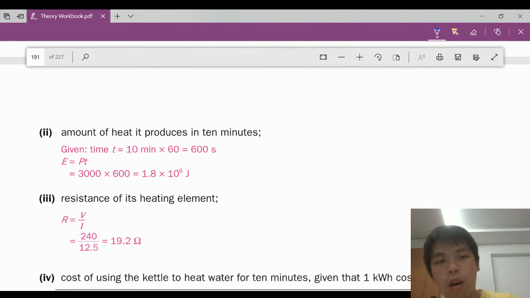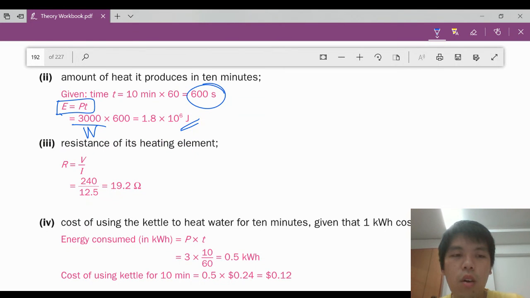Amount of heat it produces in 10 minutes. So E equals PT. Remember the units, E equals PT. In this case, they want to state the amount of heat. They did not say in kilowatt-hours. So you convert 10 minutes into seconds. And you use the power which is in watts. So you get this answer.